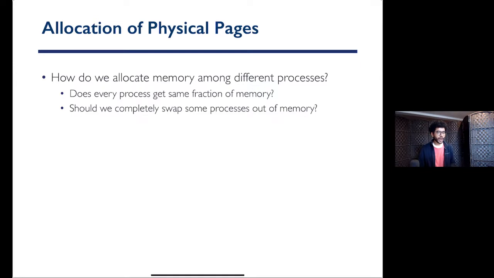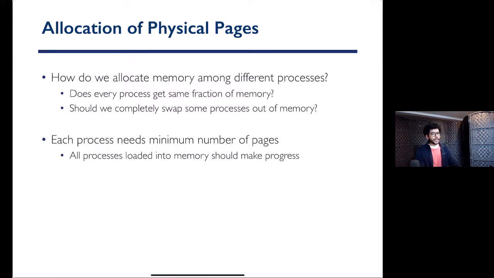OK, so let's start talking about allocation. How do we allocate physical memory between different processes? What fraction of physical memory should we allocate to different processes? Each process needs a minimum amount of physical memory to be able to run, right? If you cannot, for example, fit in the code of the process, it's not going to run. So there is a minimum amount of physical memory that you need to give a process to run properly.